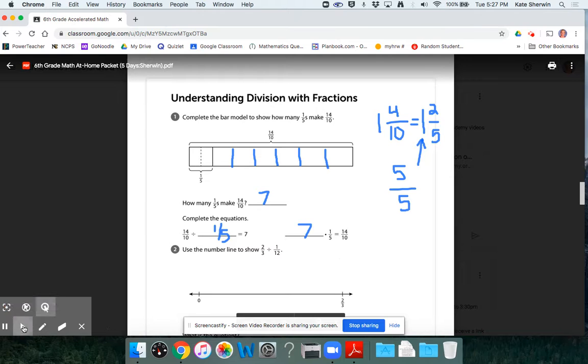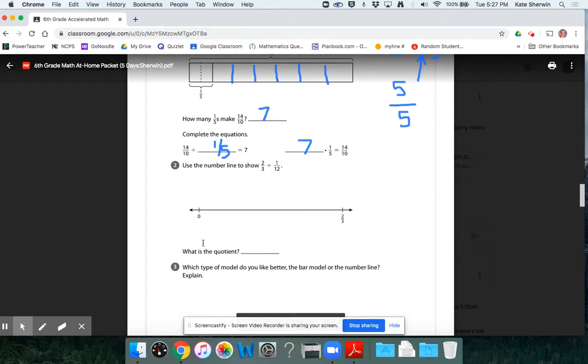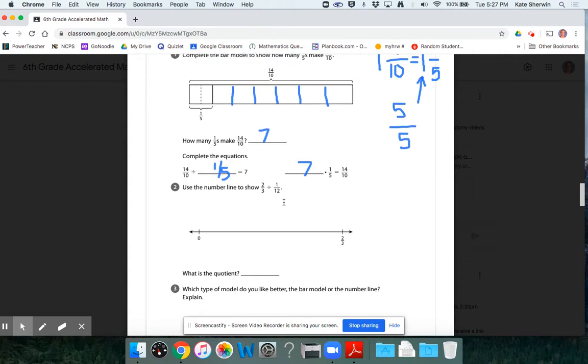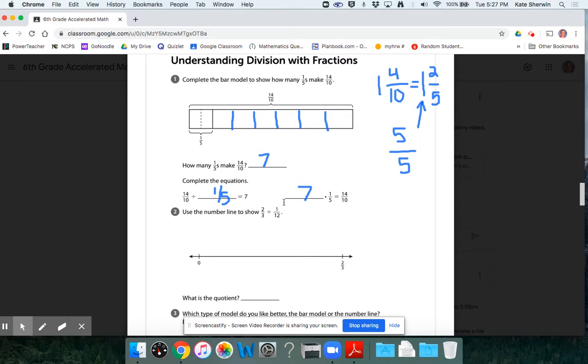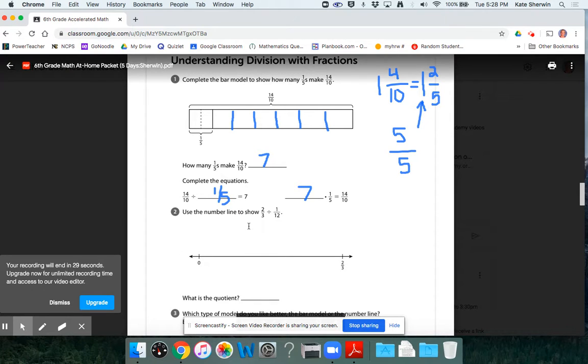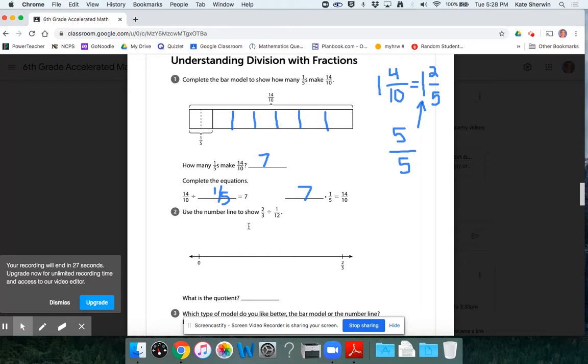Down here, I'm going to show you, because you're probably already looking at number 2. Mrs. Sherwin, that's not a bar graph. What do I do? What do I do? It's a number line, and it goes from 0 to 2/3. And it says use the number line to show 2/3 divided by 1/12.